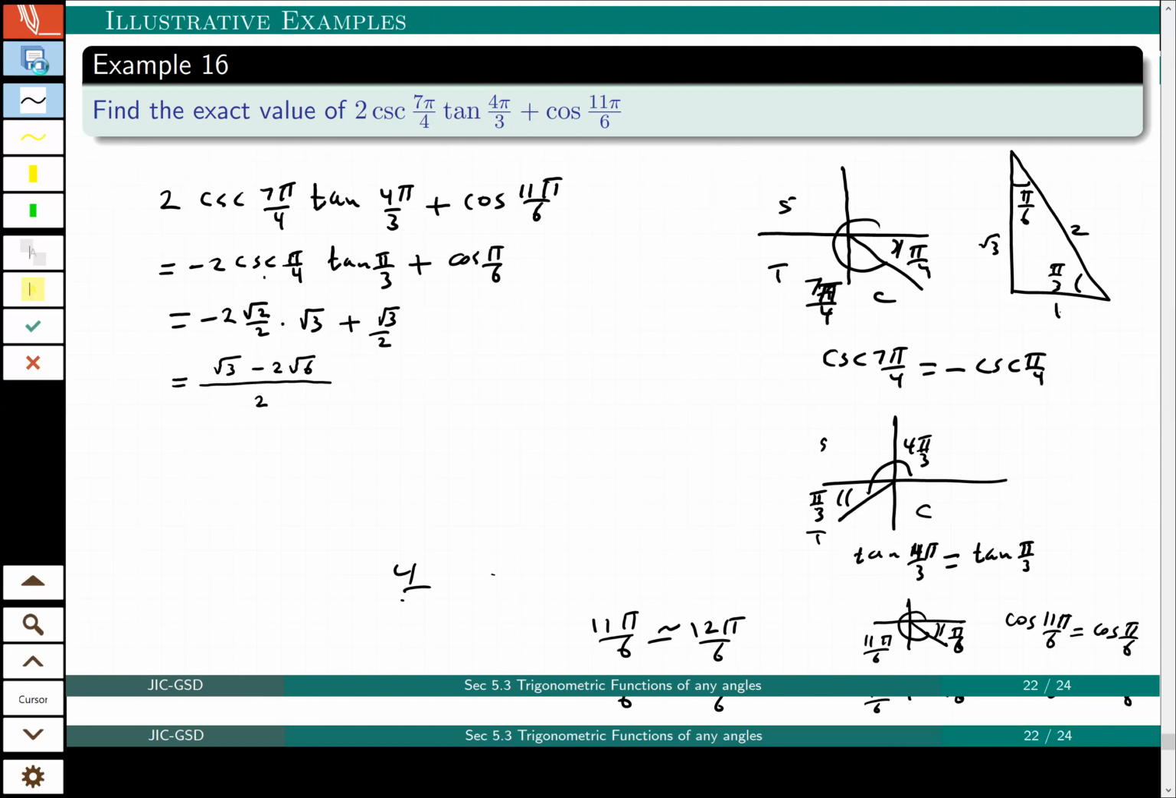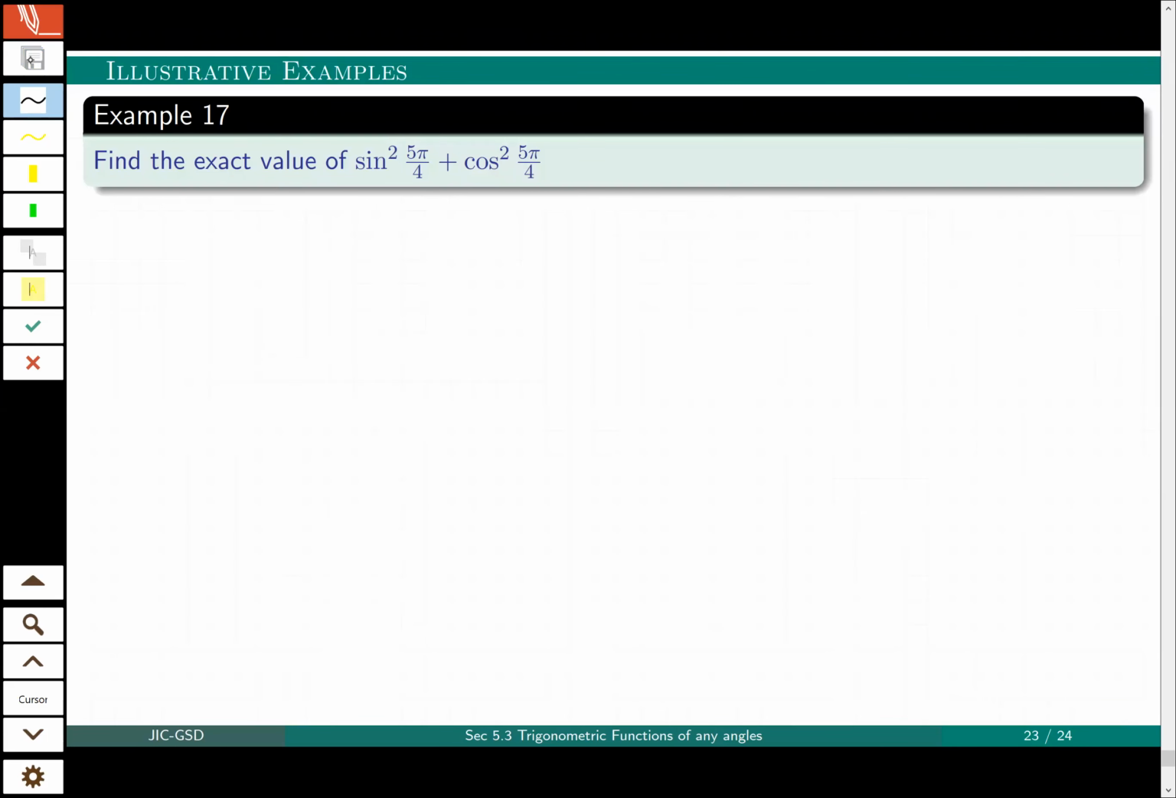The last question we had in this section, that's the last question, right? Okay. Sine squared of 5 pi over 4 plus cosine squared of 5 pi over 4, but that's an identity, so that is equal to 1. This will end our section 5.3. Thank you for listening to this nice question, and it's an important section actually.